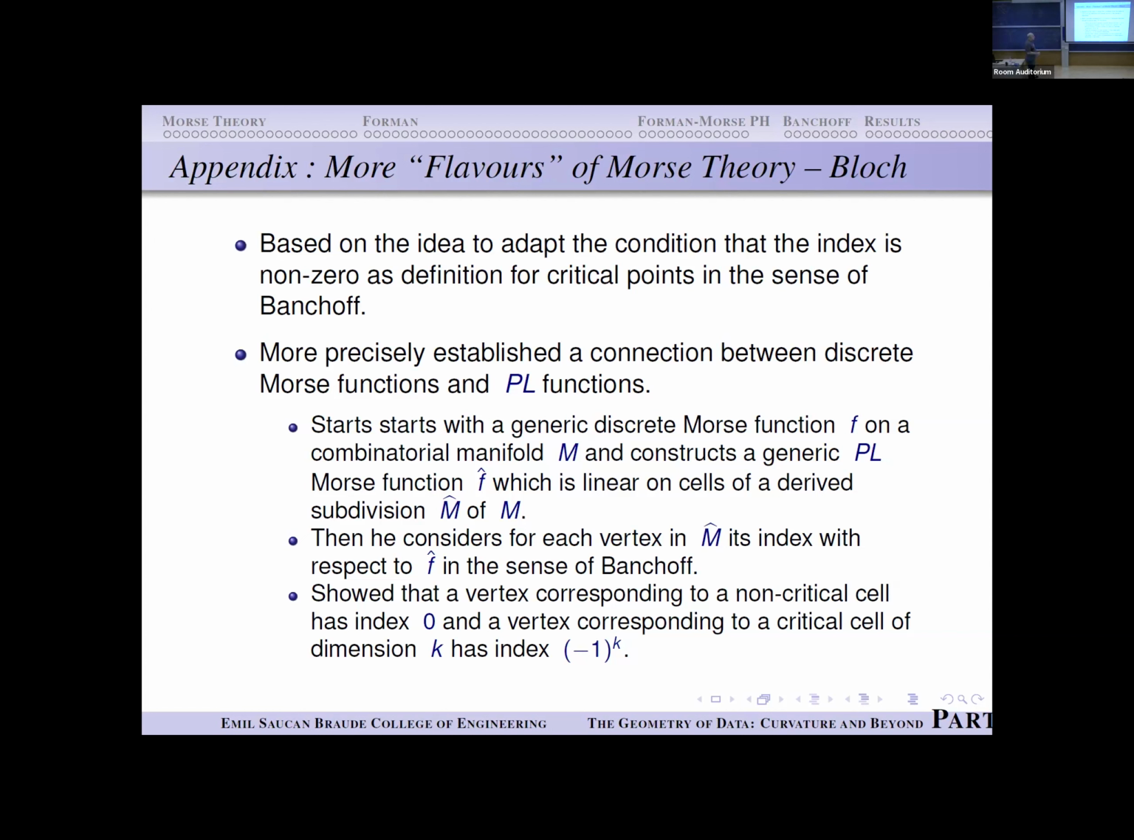And then non-critical cells have index 0. And what's very nice and useful is that a critical cell in dimension k has an index of (-1)^k. So it's very easy to compute the Euler characteristic and the Morse inequalities. Yes, plus minus and so on and so forth.